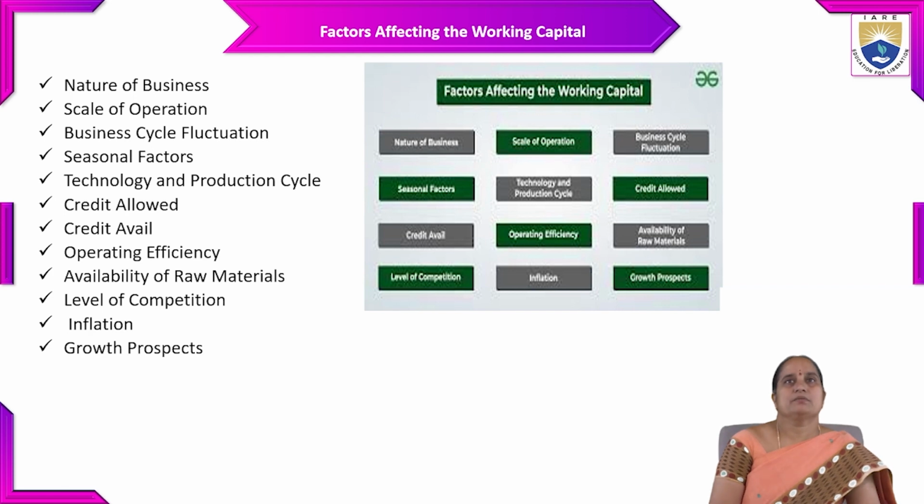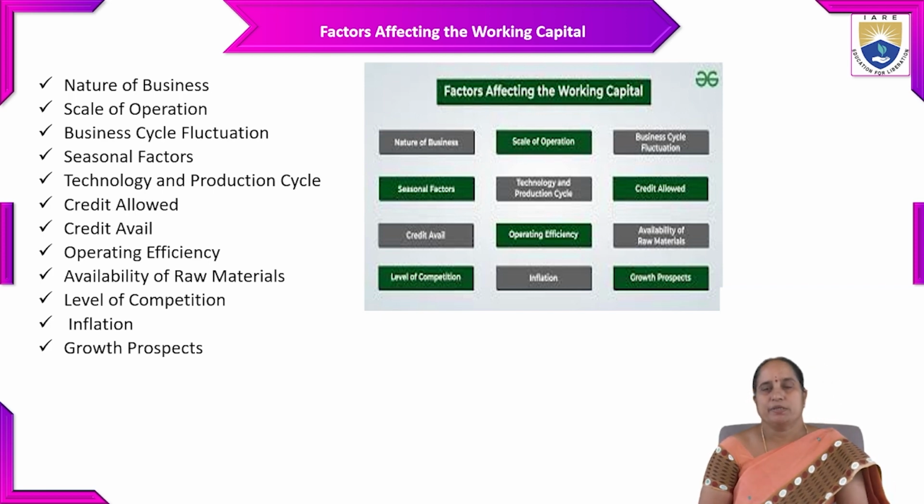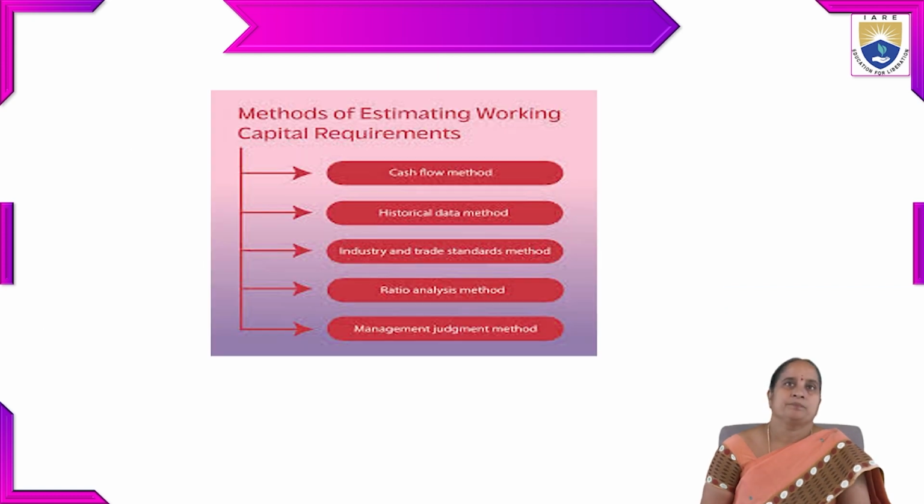Then, what factors affect the working capital? Factors affecting working capital: the nature of business, scale of operations, business cycle fluctuation, seasonal factors, technology and production cycle, credit allowed, credit availed, operating efficiency, availability of raw materials, level of competition, inflation, growth prospects, etc.